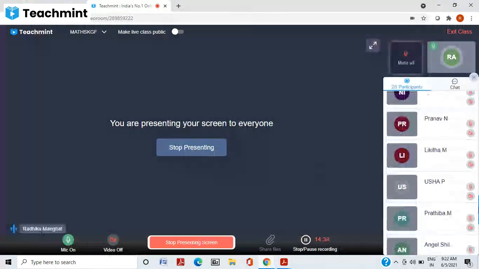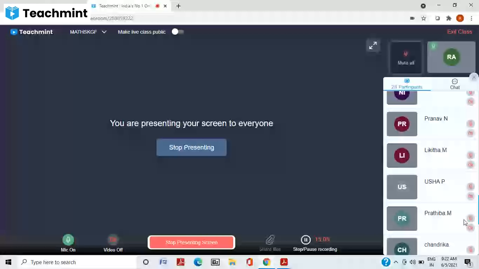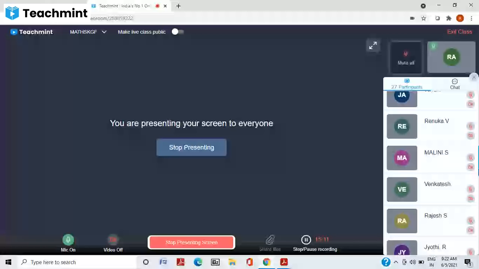Tell me, Pranav, how can we write that vector? We should write this as a linear combination of the vectors (1, 1, 0), (2, 3, 0), (0, 0, 1). What is that linear combination? First, expression (3, 5, 2) equal to, how can we write it as a linear combination? Pranav, I am asking you. Boys, tell me.